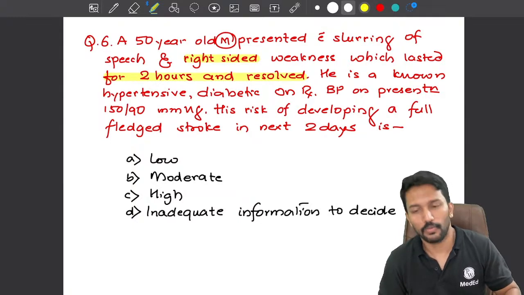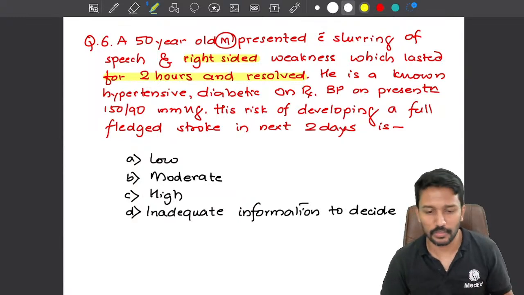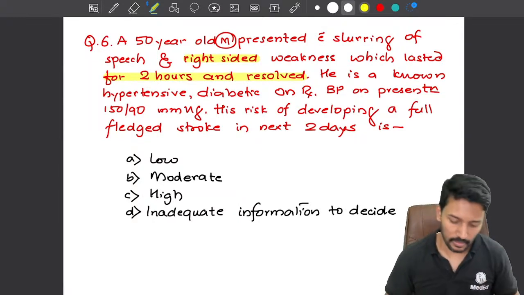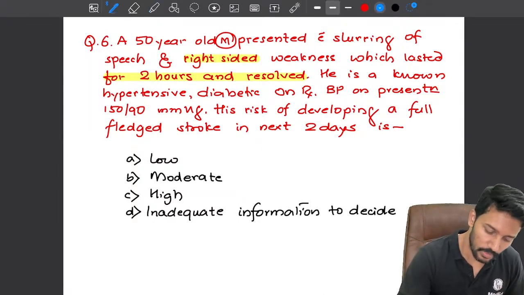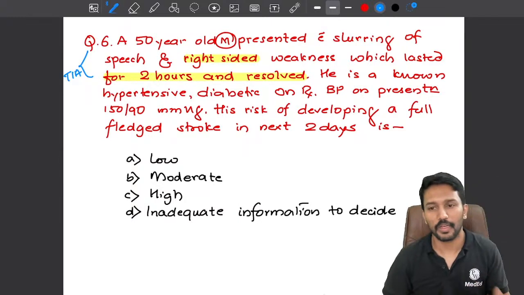No, right? Then what should I call it? If the focal neurological deficits improve within 24 hours, we call it a TIA, right? Because here the improvement has happened within 2 hours, it is a case of TIA, transient ischemic attack.